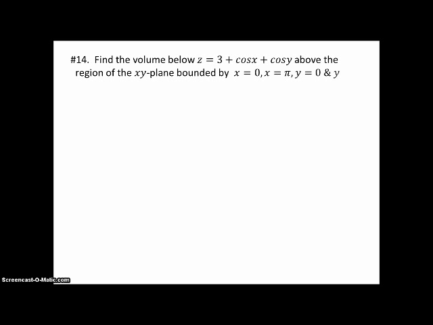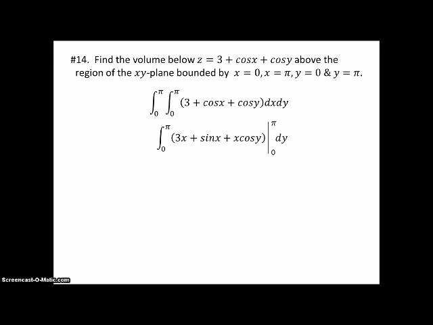Number 14, find the volume below z equals 3 plus cosine x plus cosine y, but above the region of the xy plane bounded by x equals 0, x equals pi, y equals 0, and y equals pi. So this is a rectangular region, and so we don't have to worry about which way we're going to integrate first. It's vertically and horizontally simple. So just arbitrarily, I chose to integrate with respect to x first.